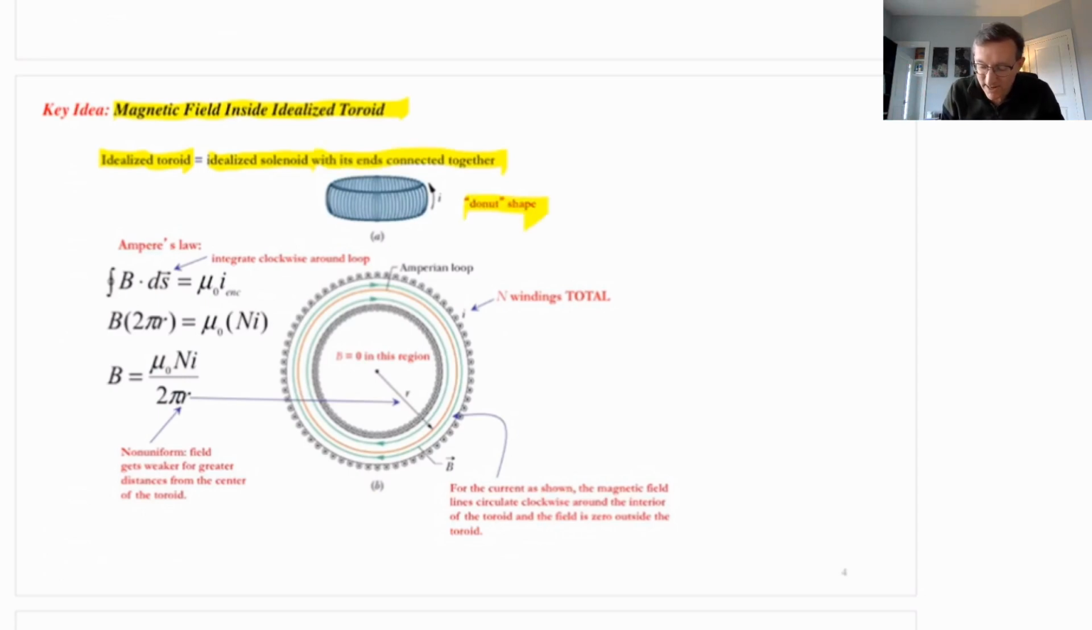And here's a representation of it, kind of from an angle. Think of a donut shape, with the windings going around and around and around like this.